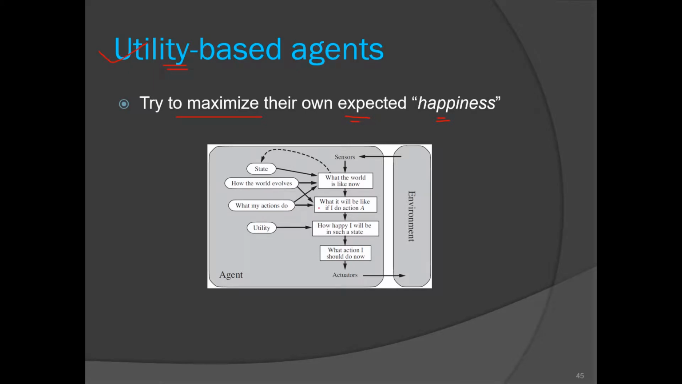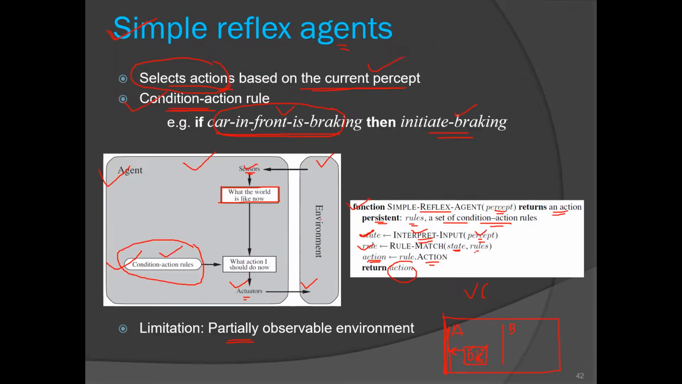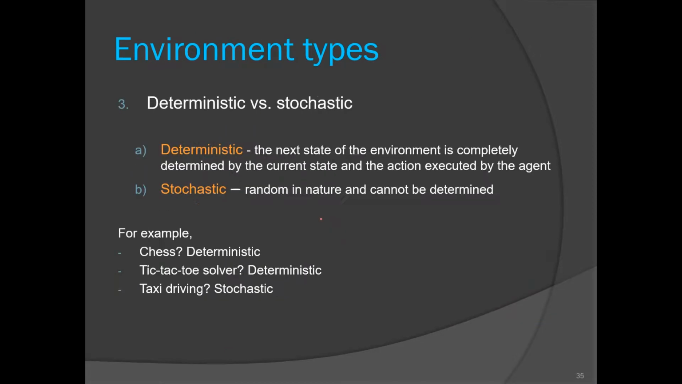So see here, we will have the utility function here: how happy I will be in such a state. They will consider the happiness. Actually they are implementing the performance measure. We have seen the performance measure of our taxi, so let me show that.